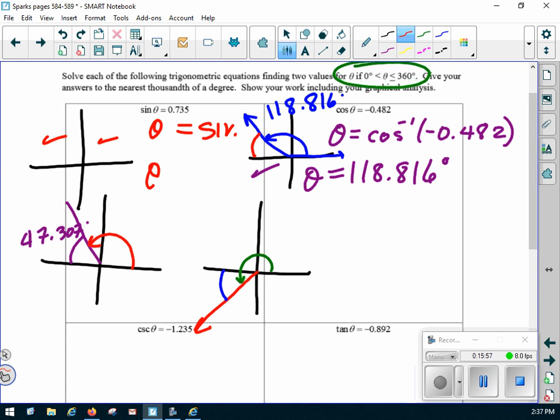61 what? 61.184 degrees. Right, because then what's this blue reference angle? The same thing. Good. 180 plus that. We good? Does that make sense? So far. Okay, so far.